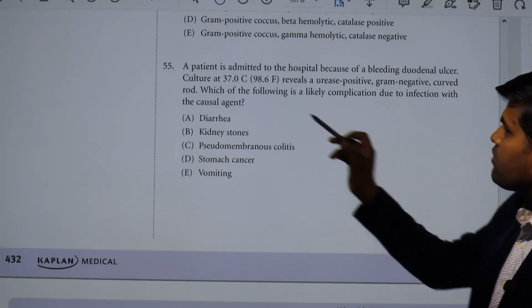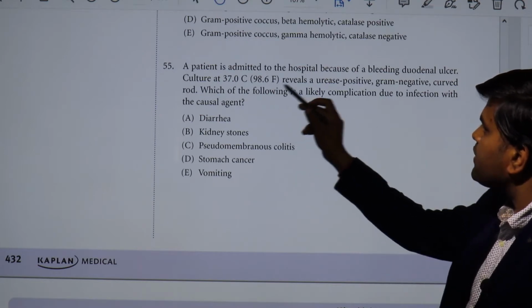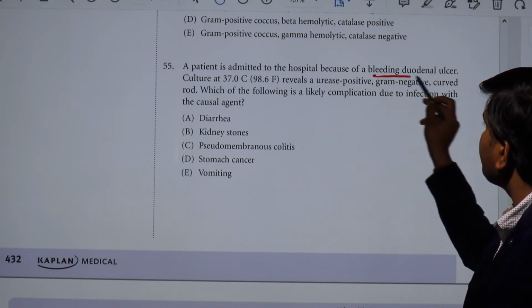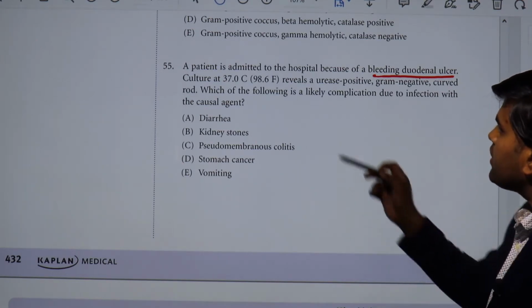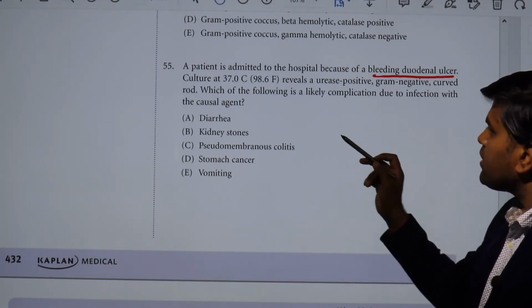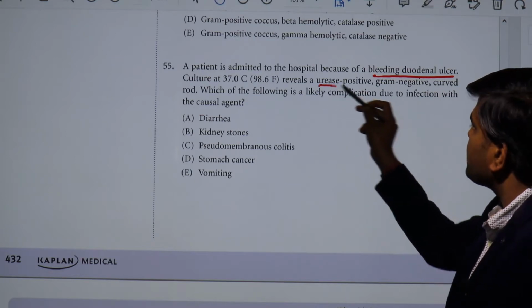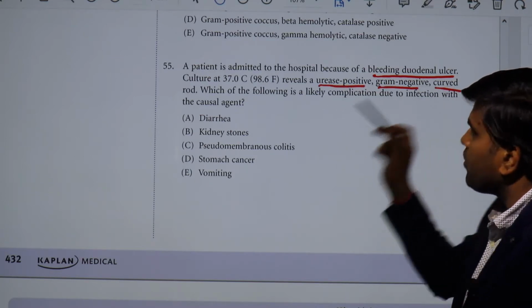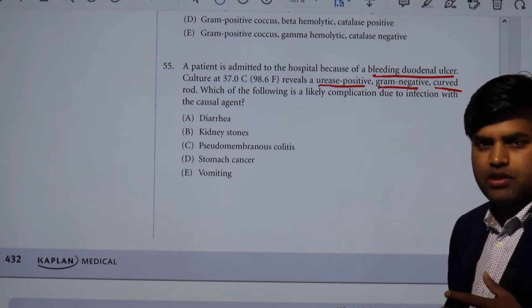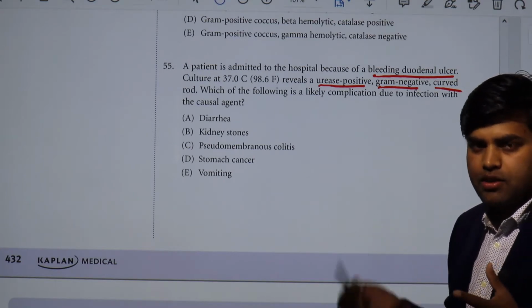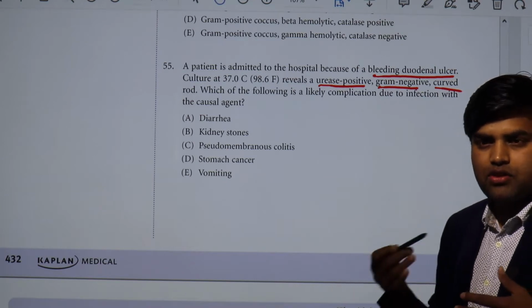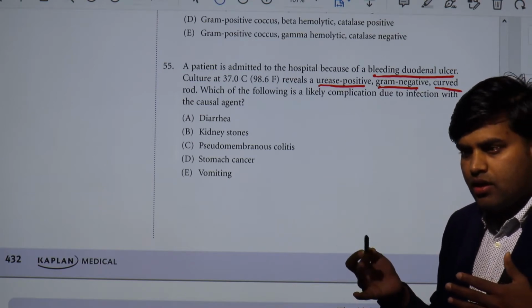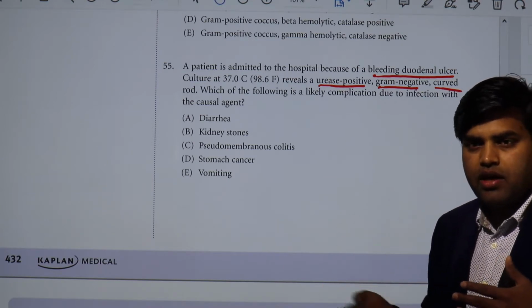So first let's diagnose. As in the case, a patient is admitted to the hospital because of a bleeding duodenal ulcer. So there is peptic ulcer disease, and you have to understand that. Currently, peptic ulcer disease is caused by an organism that they are saying is urease-positive, gram-negative, comma-shaped rods. So you already know peptic ulcer disease or duodenal ulcer is caused by H. pylori, which is a potential carcinogen that can lead to stomach cancer or carcinoma in the long run.